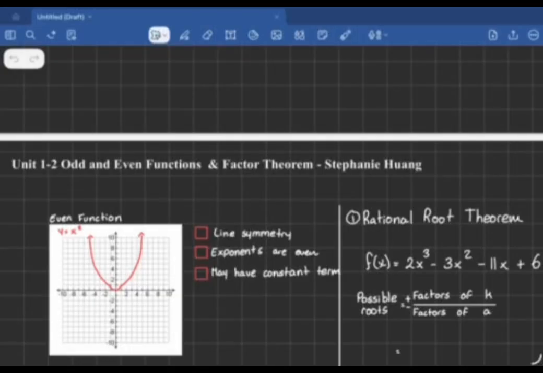Hey Mr. Lee, today I will be discussing odd and even functions and how to identify them based on several key features, whether that's using symmetry, algebra, and why those patterns happen. Then we'll also look over how to prove whether a function is odd or even using definitions.